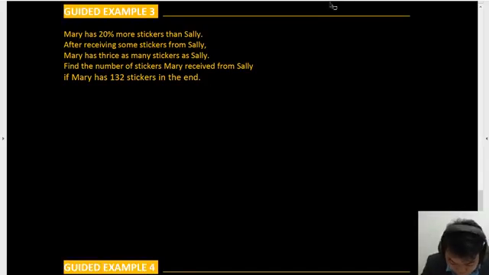Okay, please include this. I realized that in the earlier version of the notes, this line was left out. Find the number of stickers that Mary received from Sally if Mary has 132 stickers in the end. Okay, please add this line in. If not, you find that you can't solve this problem.